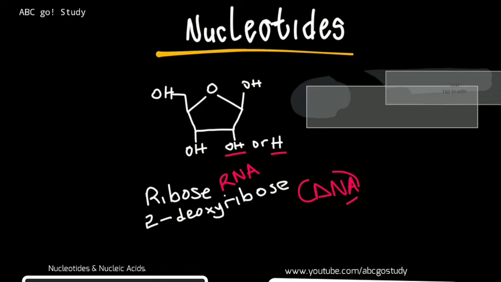Now let me quickly number this pentose sugar. We have 1 here, we have 2 here, that's our 2. We have 3 here, we have 4 here, we have 5 here.